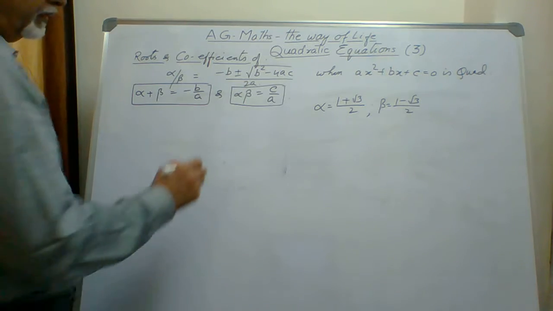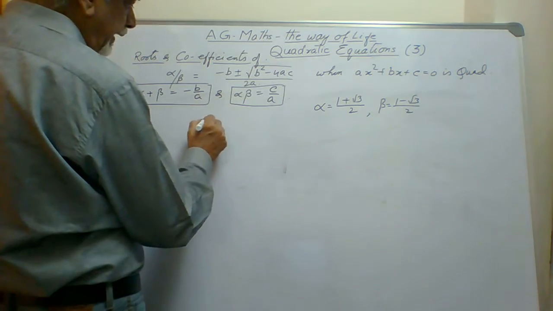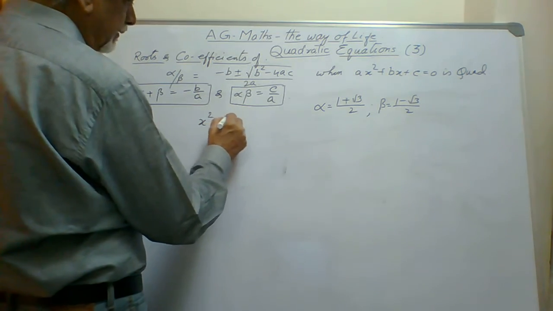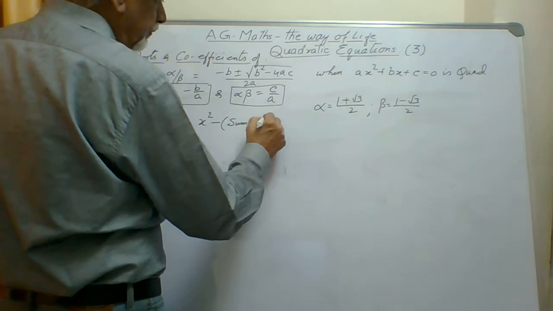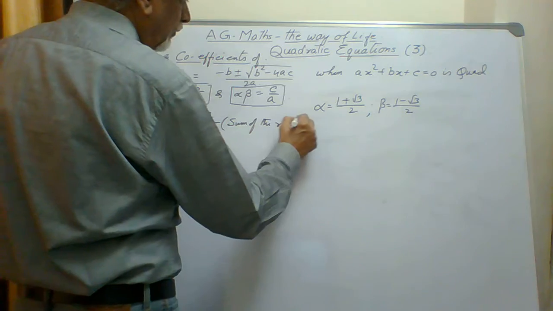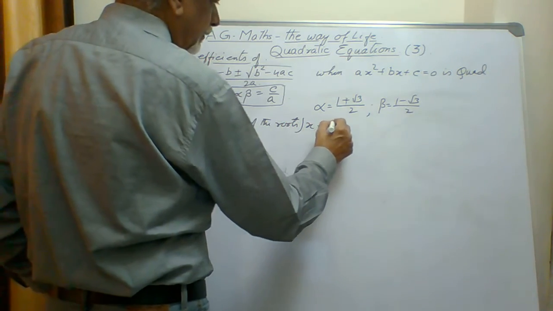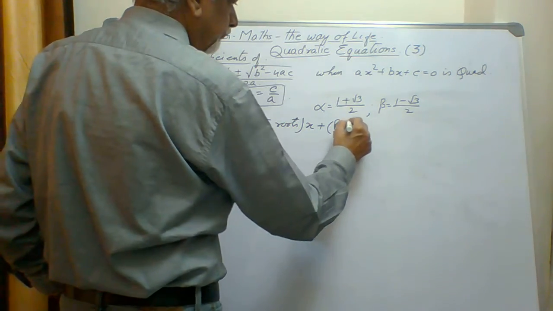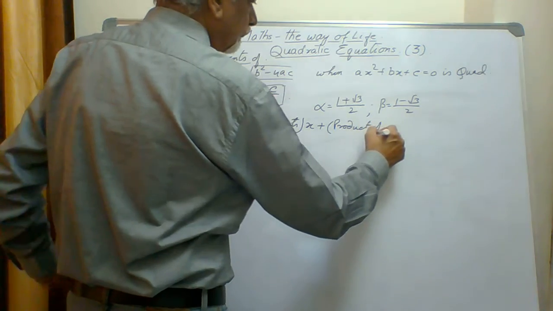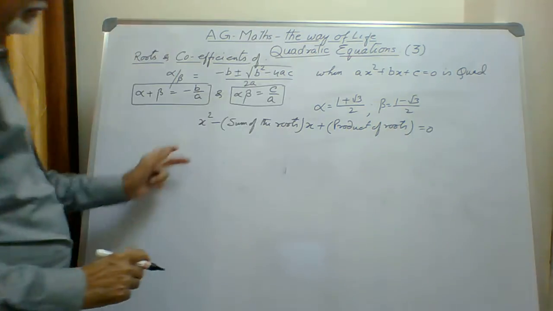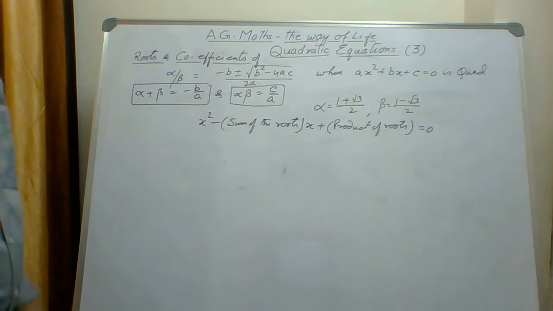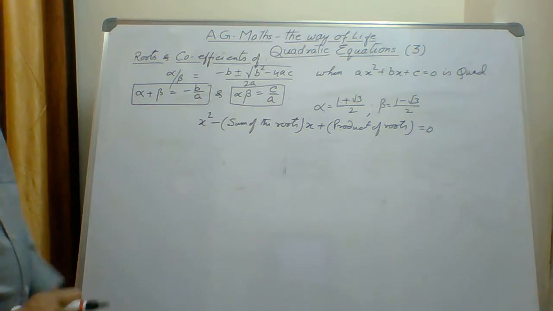Normally we find that the equation is x² minus the sum of the roots into x plus the product of the roots is equal to 0. That is the standard formula to write the equation.